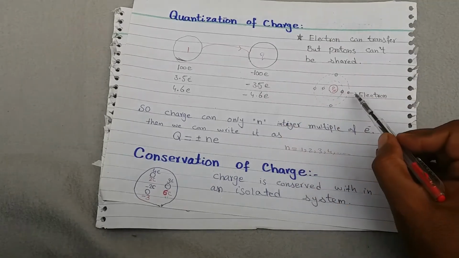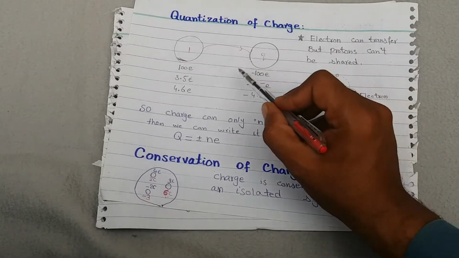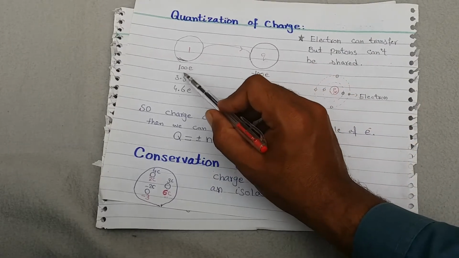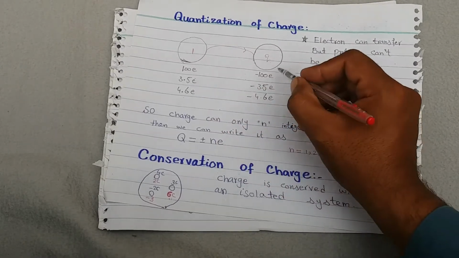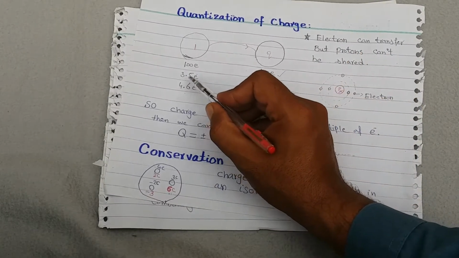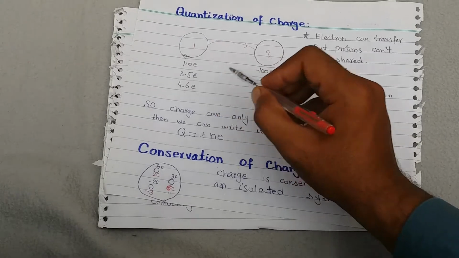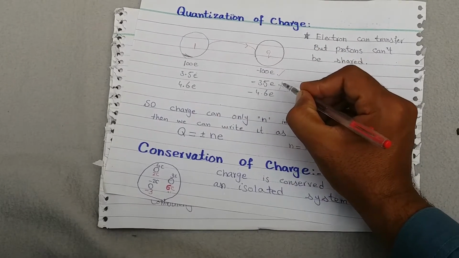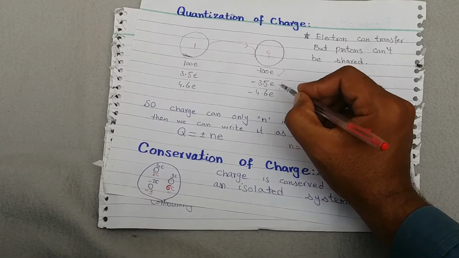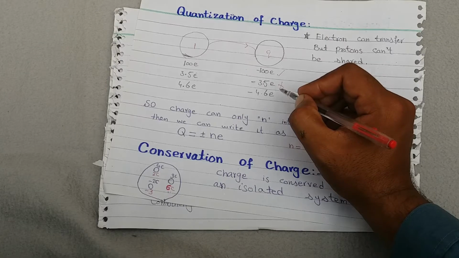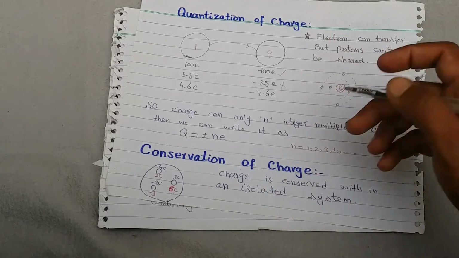So one atom, two atoms, three atoms, four atoms, up to 100, 200 and so on. We can only share electrons in integer form. If I say that I am going to share 3.5 electrons from one atom to another atom, this is false, because it is not possible, since electrons cannot be divided into further parts, right?